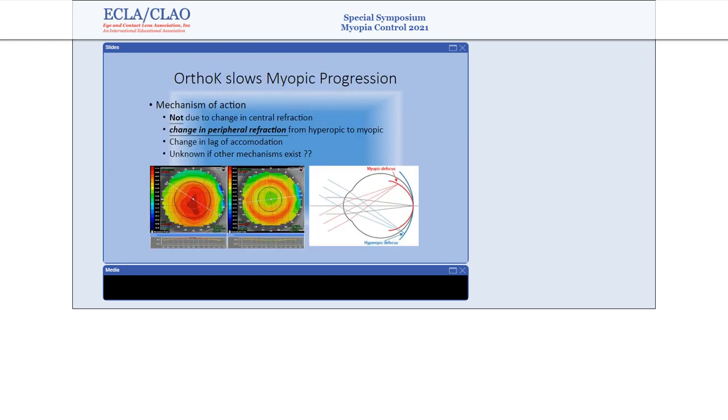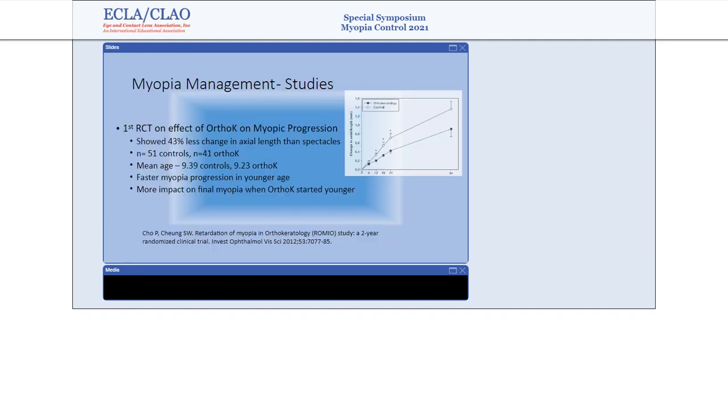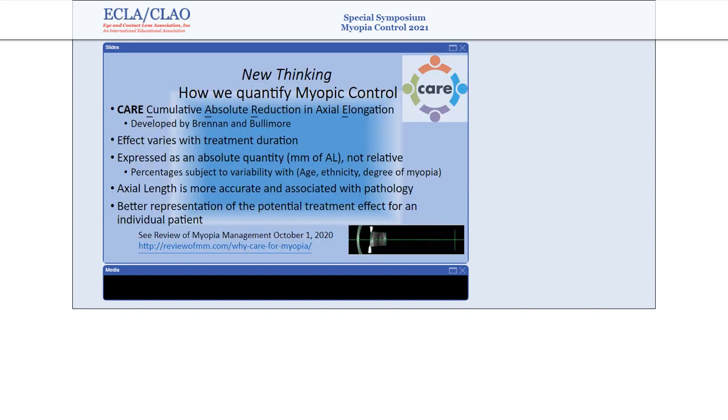Again, the mechanism of action is not totally understood, but mostly attributable to this change in peripheral refraction. The first RCT on myopia progression with OrthoK was done by Pauline Cho in 2012. And again, this one came in at about 43% reduction in myopia progression.